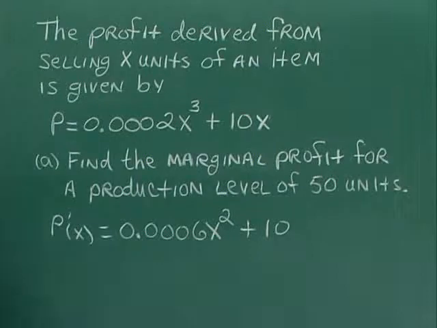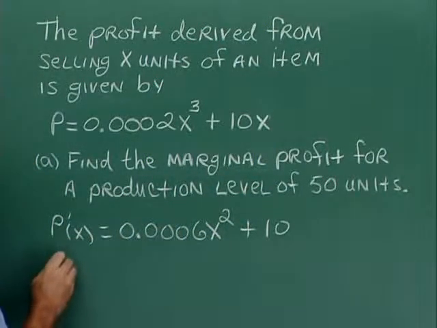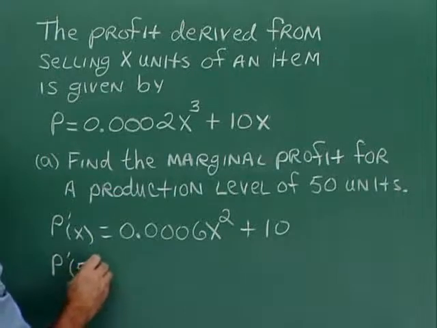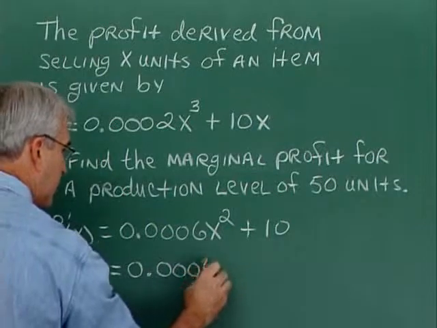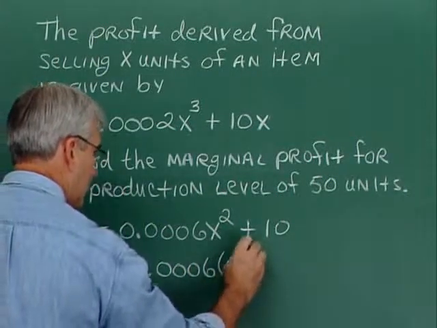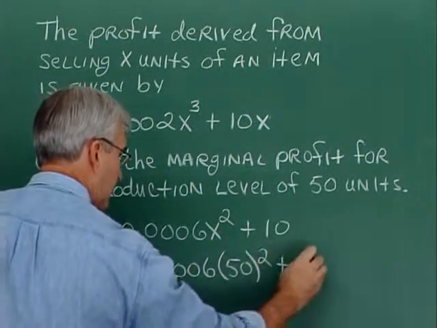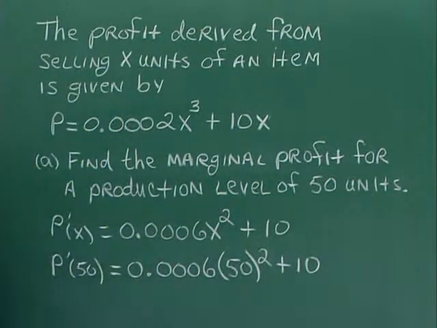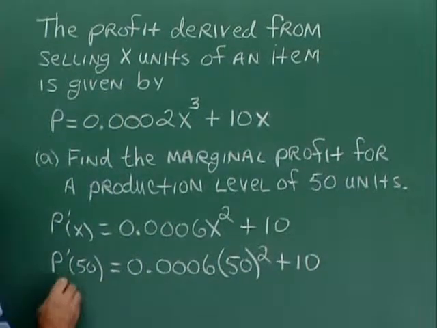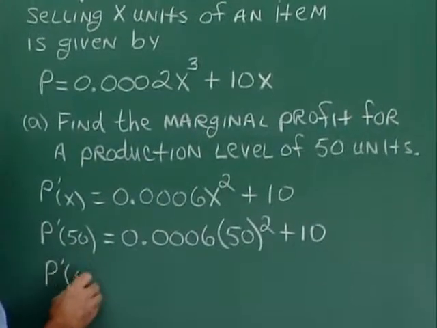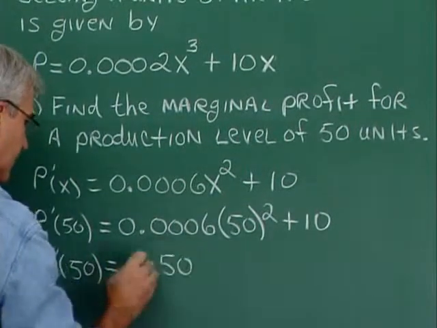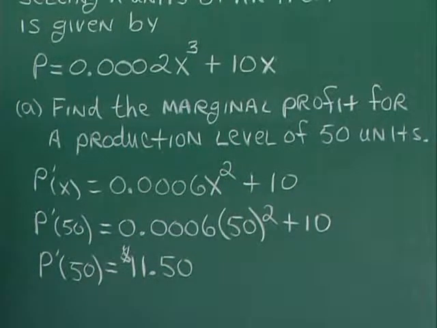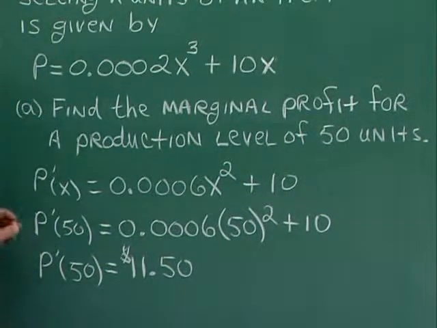And now all we do is pop in the number of units that we're talking about. So P prime at 50 would be this. And away we go. And we find this value to be $11.50. So this then is the marginal profit.